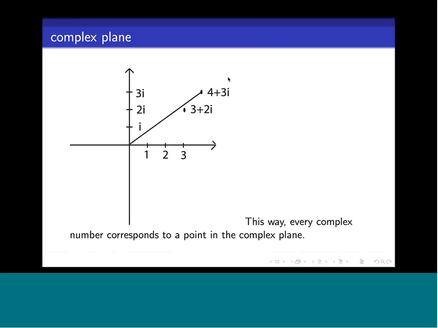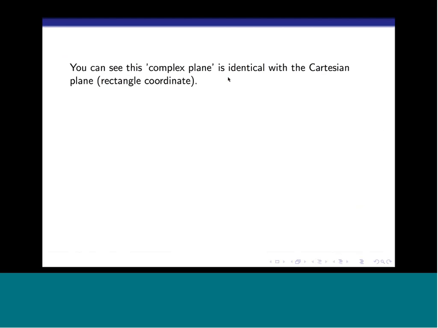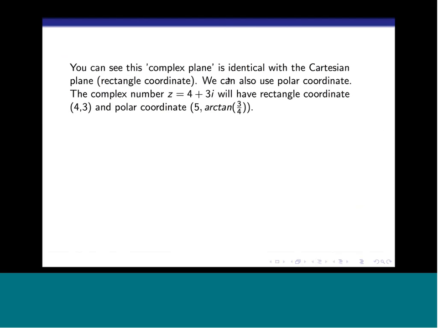So every complex number corresponds to a point in what we call the complex plane. It's just a plane anyway. I already said the complex plane is identical to the Cartesian plane. I used polar coordinates in this example already: 4 plus 3i as the rectangular coordinate has the polar coordinate 5, arctan 3 over 4.